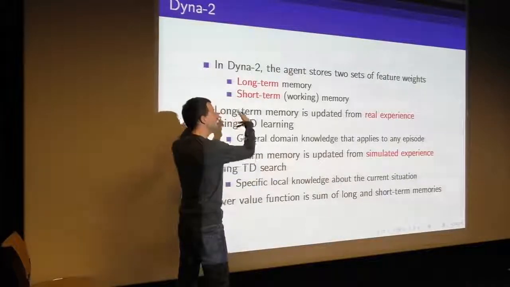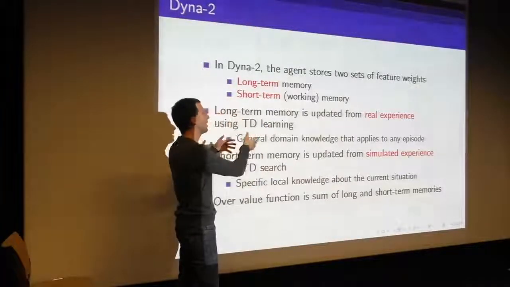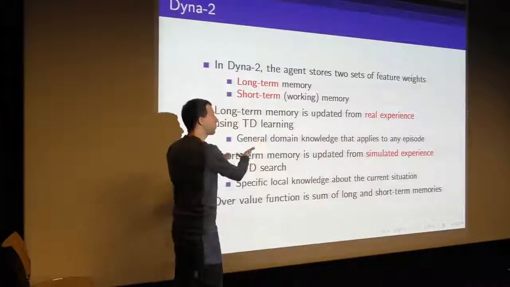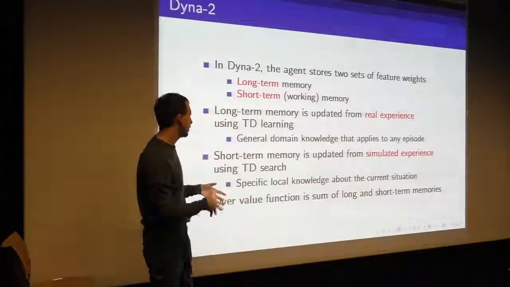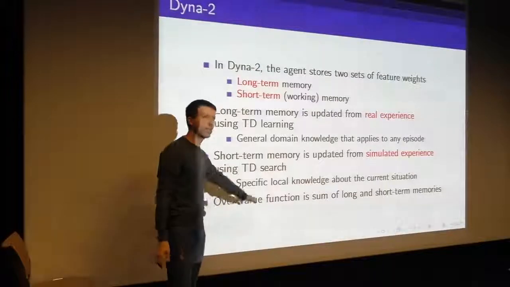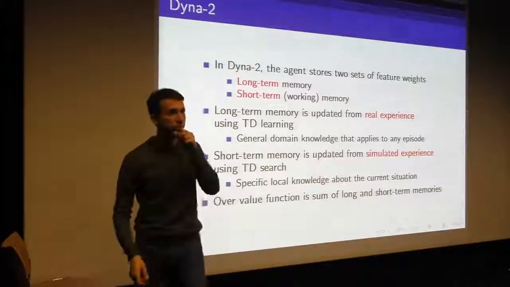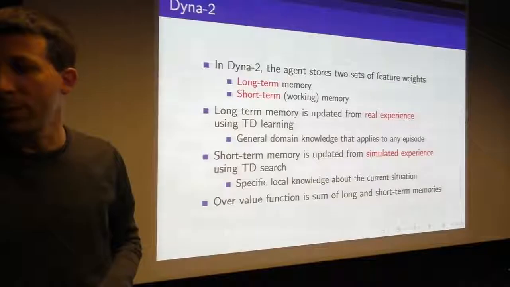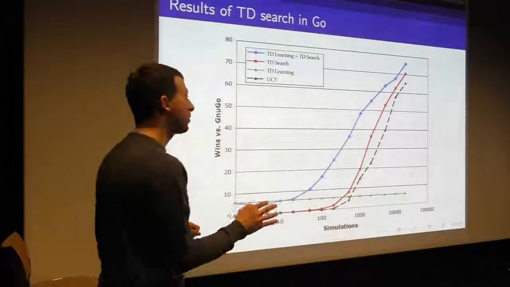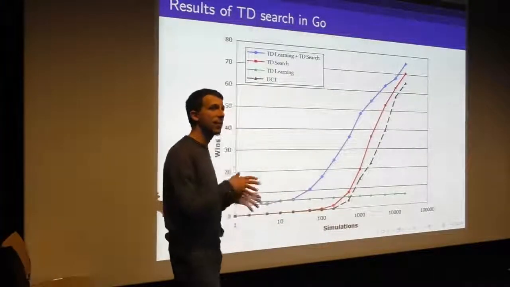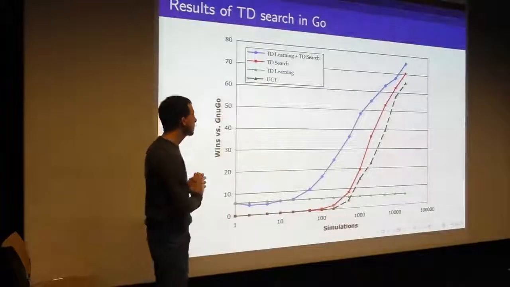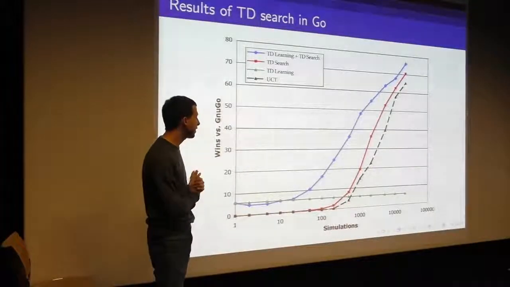So the idea was we maintain two different types of memory. We update one of them from real experience and one of them from simulated experience. And then we sum these two together to give us our overall value function. I'm sorry I don't have time to give more details. I'll just put up one plot, which is the final slide on this Go example, just to show what happens when you combine these ideas together.